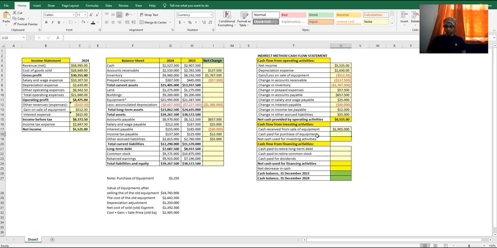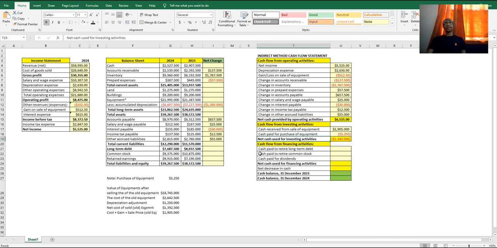Cash paid for purchase of new equipment, we already know that, 3250. So this will be a negative entry because this is a cash outflow. Now we get the net cash used for investing activities. This is equal to 1905 plus negative of 3250. The value is negative 1345. So this is net cash used for investing activities.